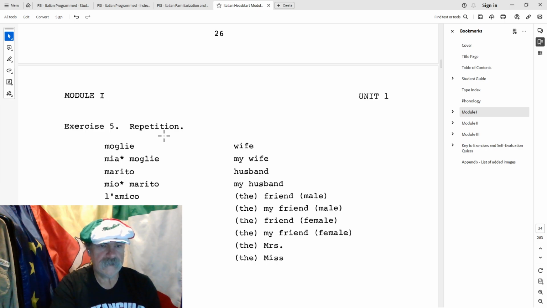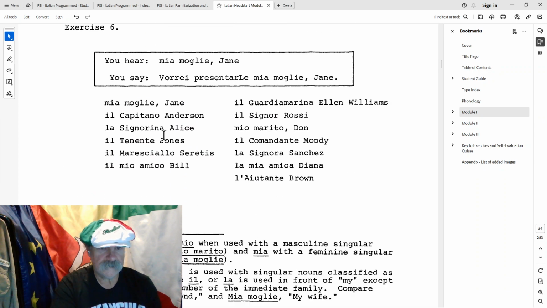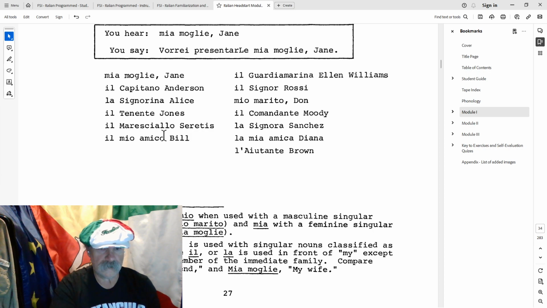Moglie, mia moglie, marito, mio marito. The word for my is mio when used with the masculine singular noun, for instance, mio marito, and mia with a feminine singular noun, for instance, mia moglie. The article la, the, is used with the singular nouns classified as feminine. The article il or la is used in front of my, except when referring to a member of the immediate family. Compare la mia amica, my friend, and mia moglie, my wife.